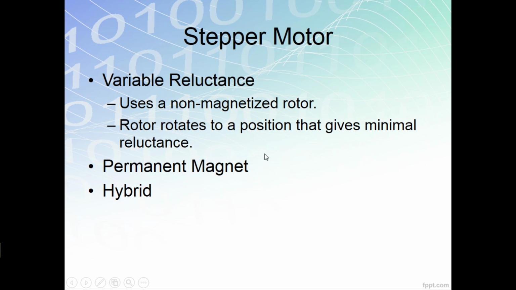Okay. So there are different types of stepper motor. We have variable reluctance, permanent magnet, and a hybrid type. The variable reluctance uses a non-magnetized rotor. The rotor rotates to a position that gives minimal reluctance.